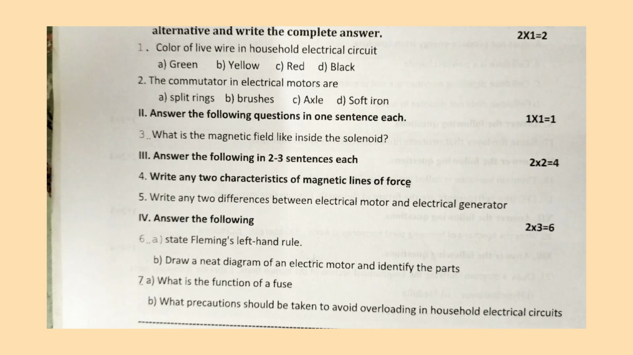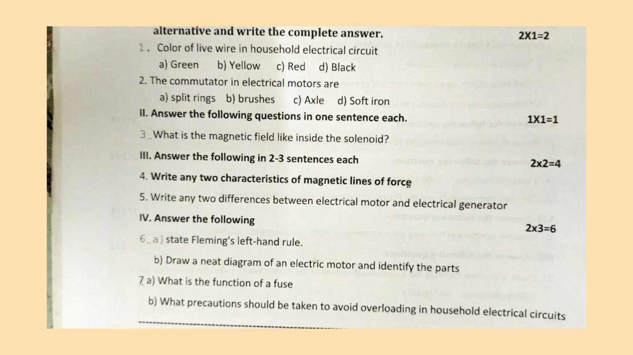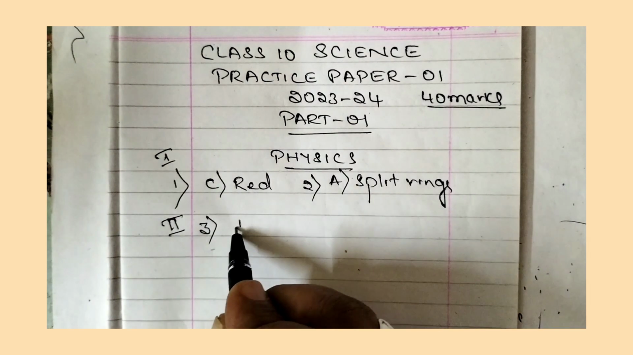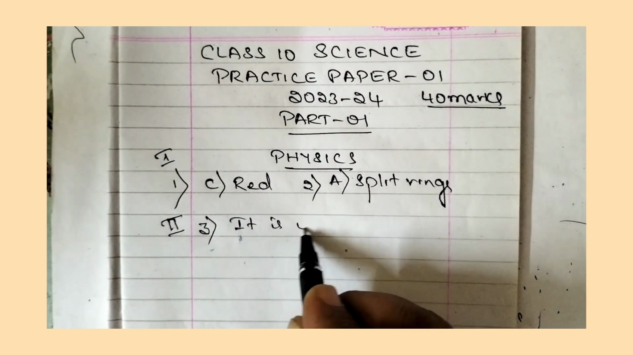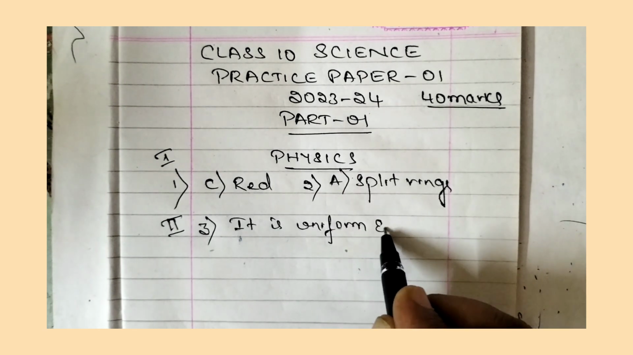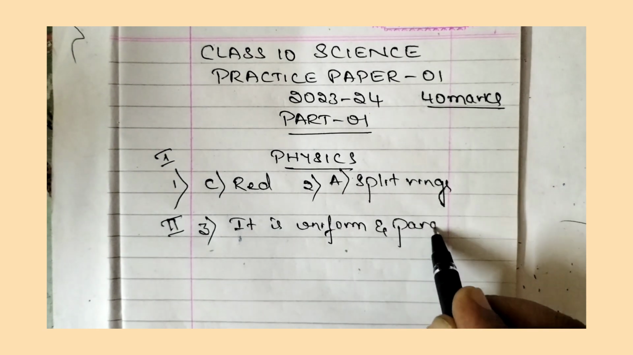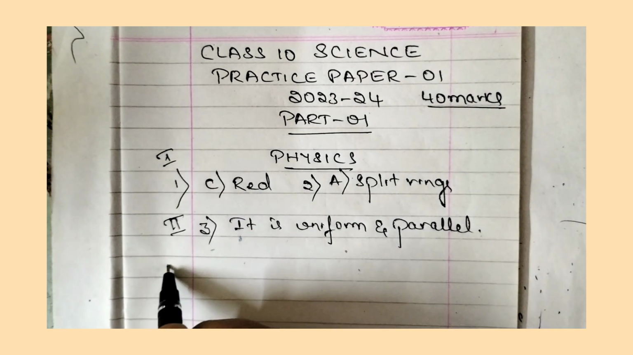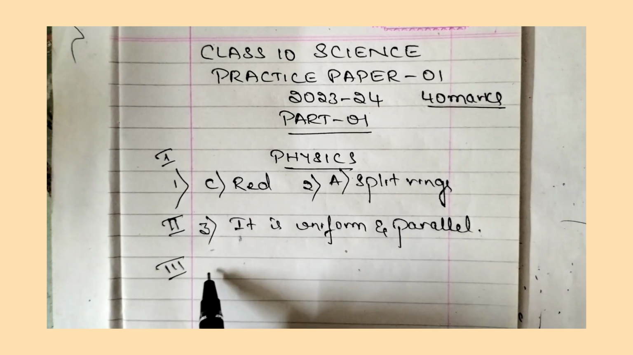The question asks how the magnetic field lines inside the solenoid are. So let us write. It is uniform. The magnetic field lines are uniform and parallel. So this is the answer for the third question.